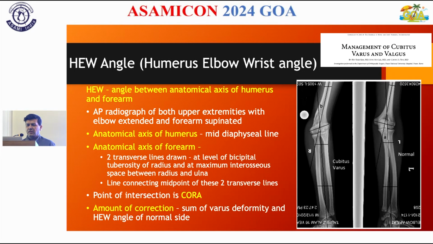Now, when we come to the radiology, the first thing which we have to measure is called the HEW angle, the humerus elbow wrist angle.